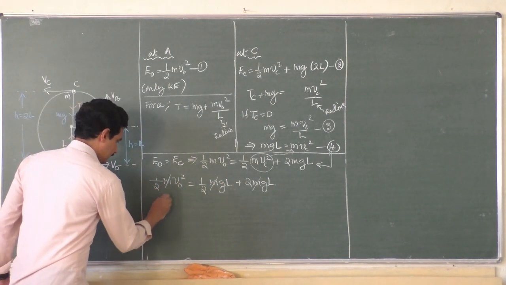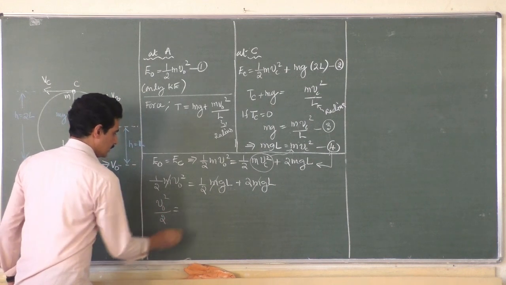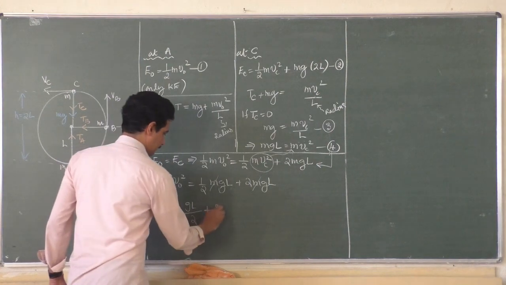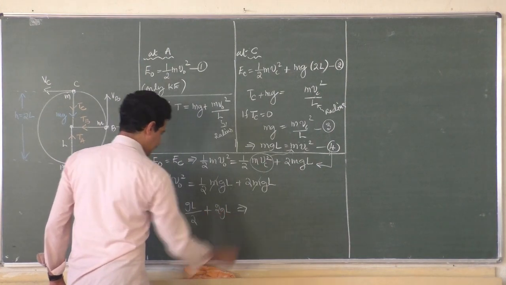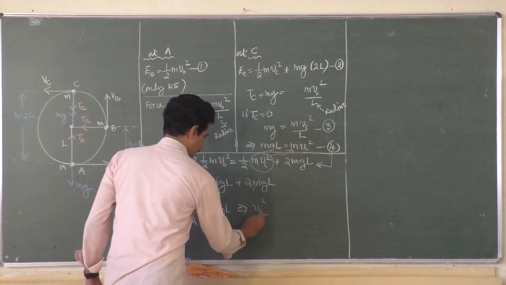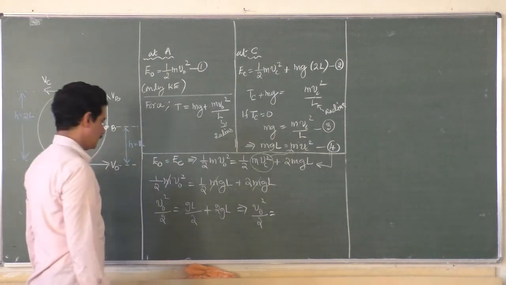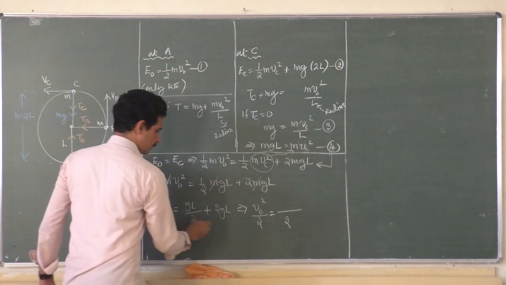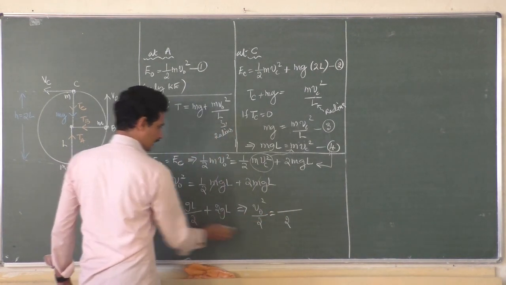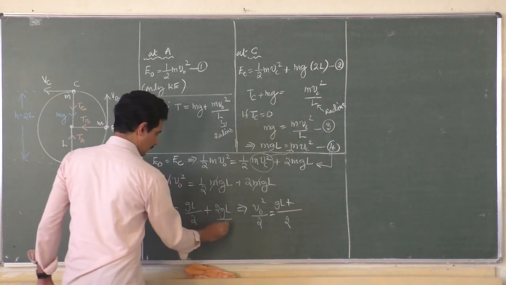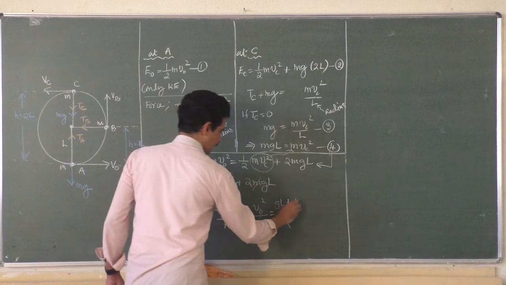V naught square by 2 is equal to GL by 2 plus 2GL. That implies V naught square by 2 is equal to, taking the common denominator 2, here 2 ones are 1 GL, so GL plus here 1 twos are 2, so 4GL.